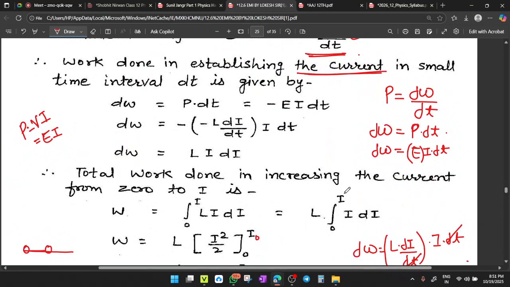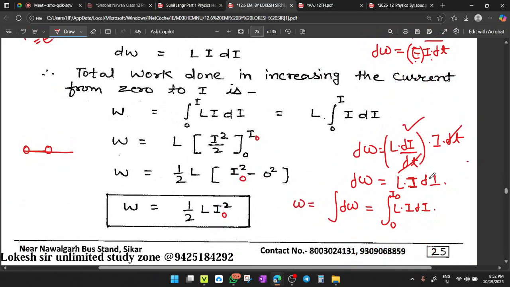Now instantaneous power is equals to dW by dt. So dW equals to power into dt. Now P equals to instantaneous power equals to E into i. The value of E equals to L di by dt, into i dt. dt cancelled, and the small work done is equals to L i di. Now the total work done can be figured out by integration of dW, with limit 0 to I naught, L i di. Clear?